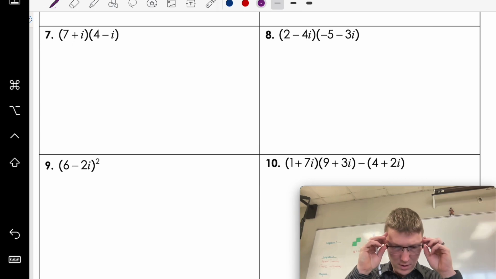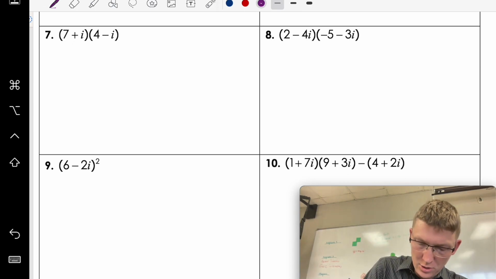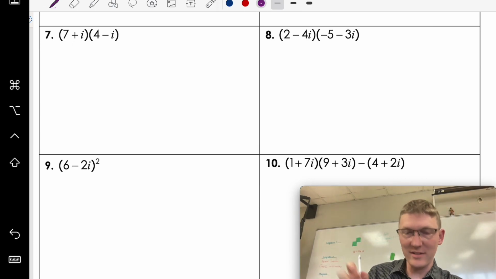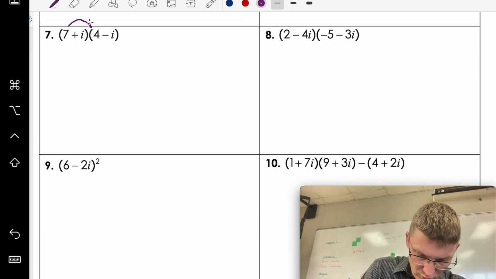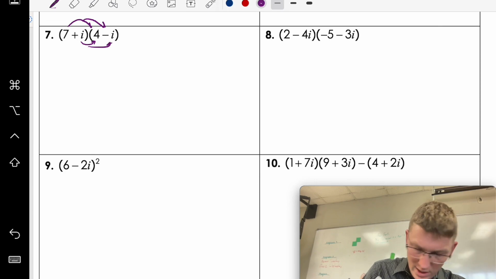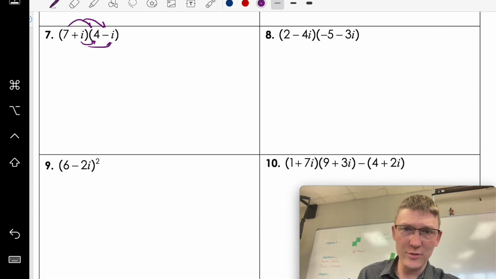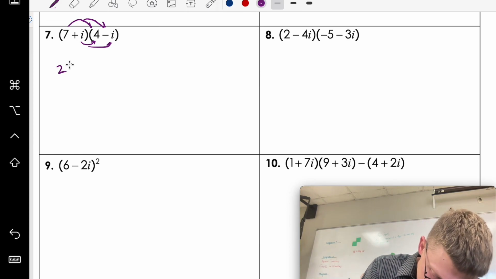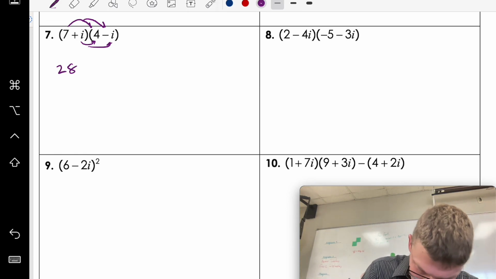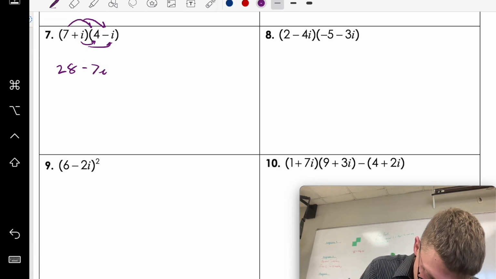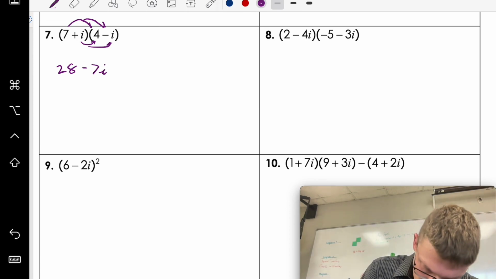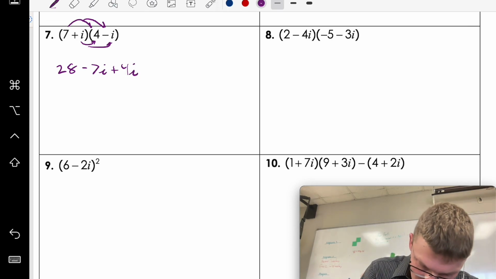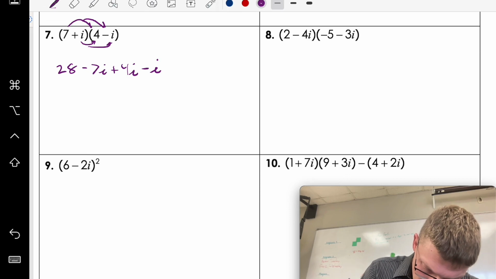So for number 7, we've got a polynomial times polynomial, or two complex numbers multiplied by each other. So we're just going to essentially FOIL them out. And again, i squared equals negative 1, so let's do it. 7 times 4, we've got 28. 7 times negative i, we've got negative 7i. i times 4 is plus 4i. And then i times negative i is negative i squared.